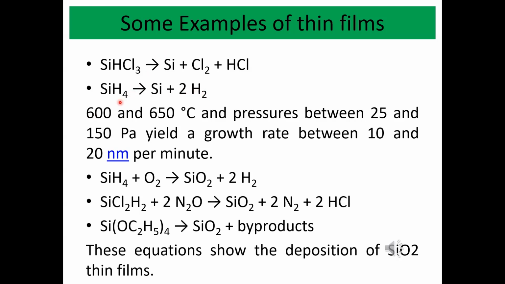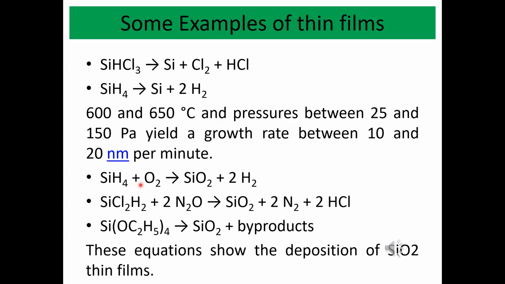So these above reactions take place at a temperature range of 600 to 650 degrees centigrade and a pressure range of 25 to 150 Pascal, and yield a growth rate between 10 and 20 nanometer per minute. It means the deposition of the layers is 10 to 20 nanometer per minute.